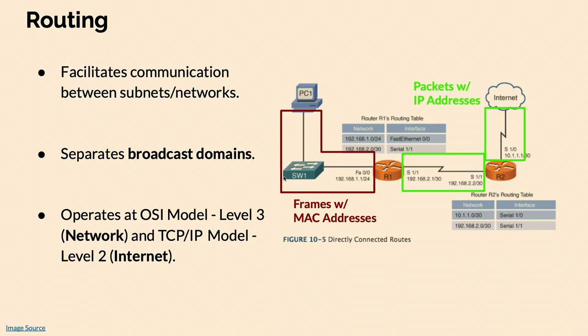And this is really interesting: the router operates at OSI model level 3, the network layer, and the TCP/IP model level 2, the internet layer. So what does that mean? This switch is pure hardware, working with frames at level 2 of the OSI model. But when it comes to routing, it becomes IP addresses operating at level 3, the network layer. You route IP packets between different subnets. And of course, the router always has a routing table.